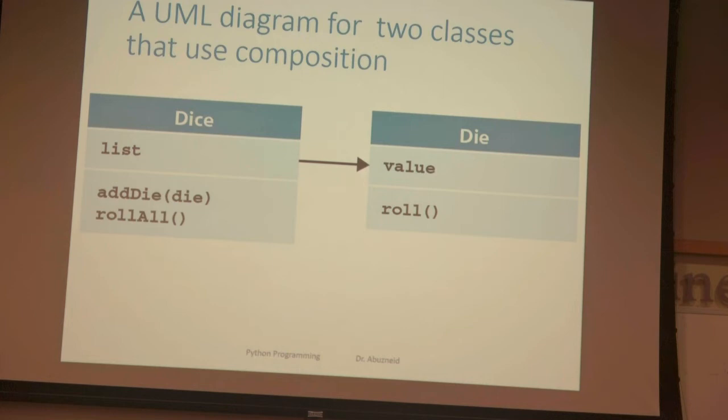You roll and you'll get a value. When you roll, you get a value. You don't have a die, but when you roll, you could get 1 or 2 or 3 or 5 or 6. This is the value. So each die. You have a dice, it has a list of dice, and you could add a die to the dice, and you could roll all of them. So you could have like 5, 6, 7, whatever.